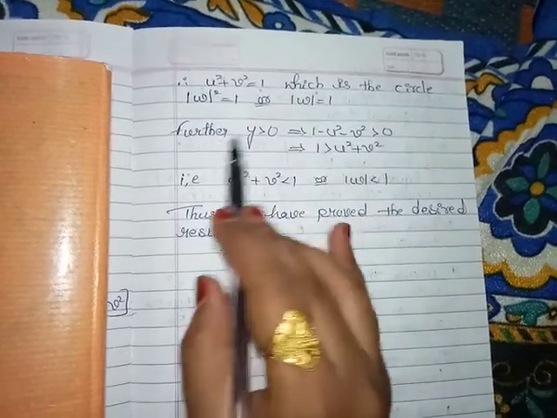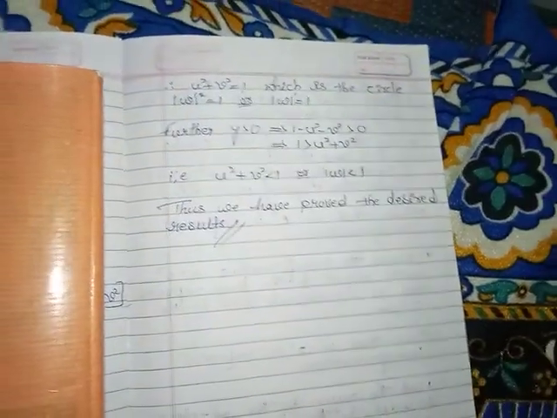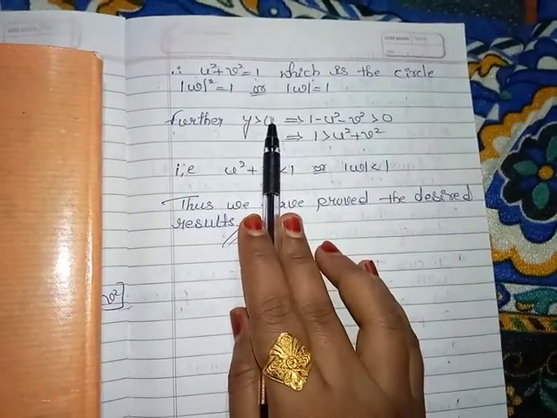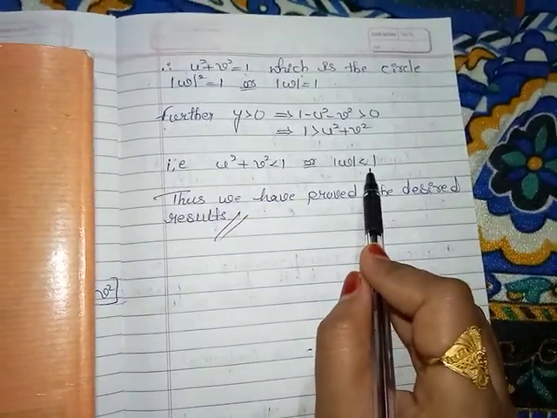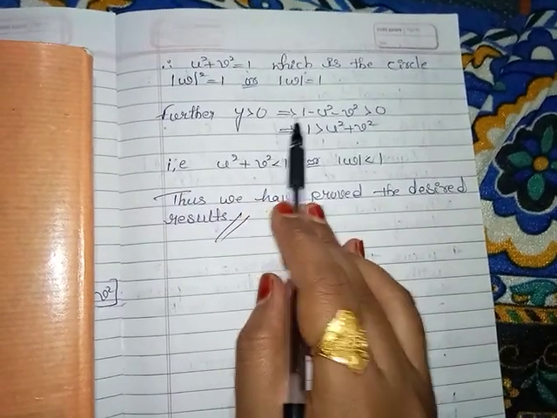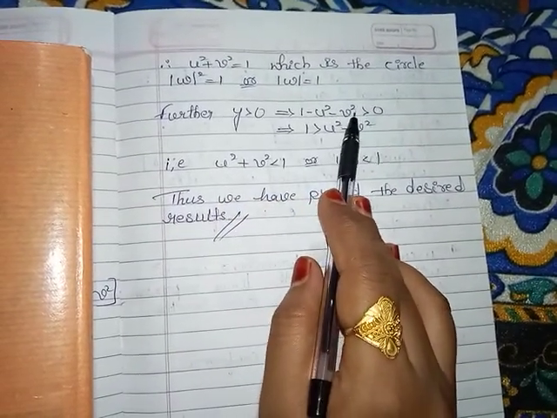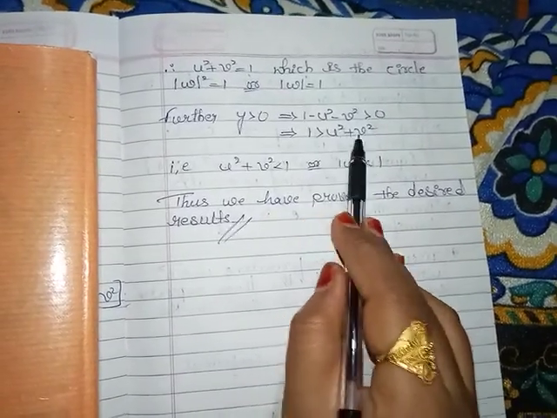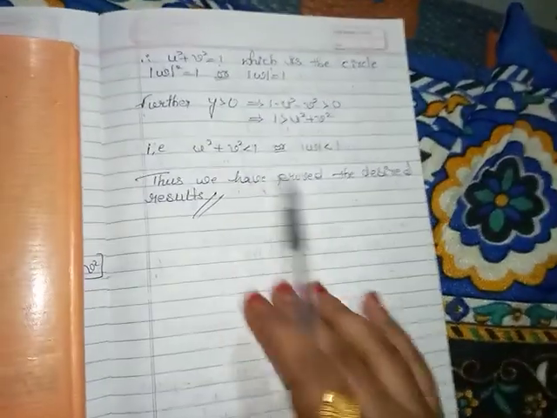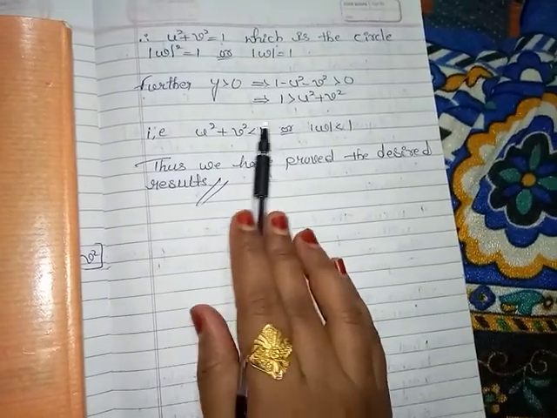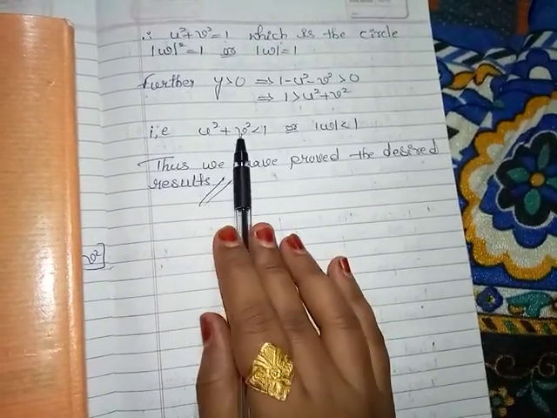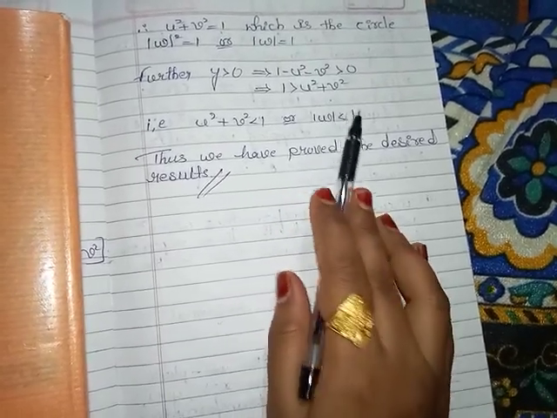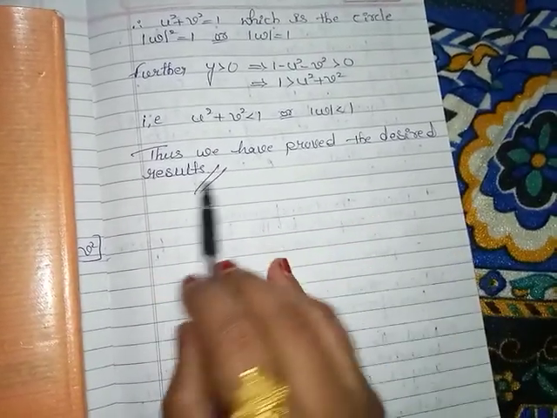Further we have to prove that when y is greater than 0, mod w is less than 1. y is greater than 0 implies 1 minus u square minus v square is greater than 0, means that 1 is greater than u square plus v square, that is u square plus v square is less than 1, or u square plus v square is mod w square, therefore mod w is less than 1. Thus we have proved the desired result.